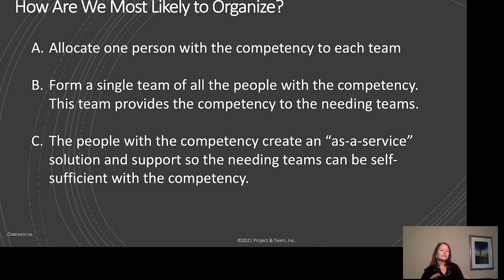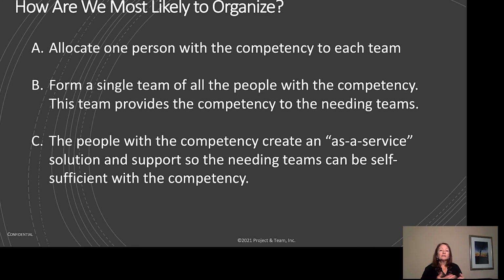So how are we most likely to organize? Here's some options you could read through and make a decision on your own. When I poll people with this question, interestingly enough, I get kind of an equal response on each of these. My experience is that people generally start out with option B. They form a single team of all the people with the competency. And sometimes it makes sense when we're introducing a new capability into an organization, like AI and machine learning.